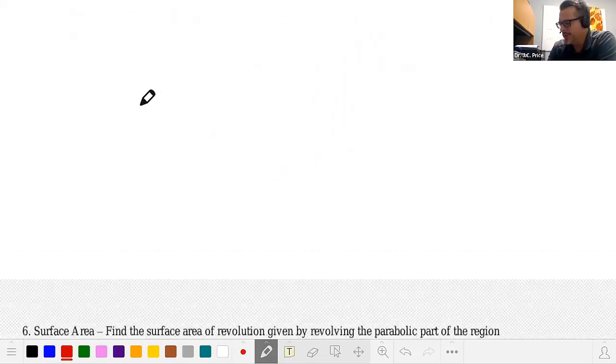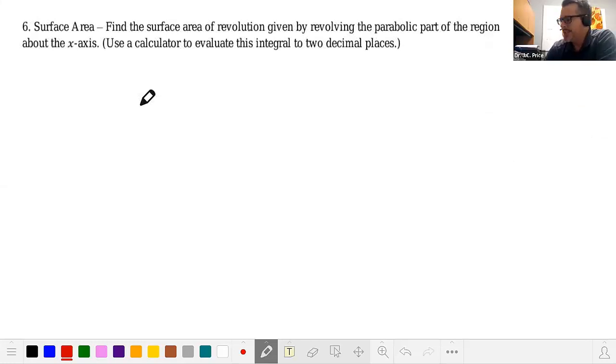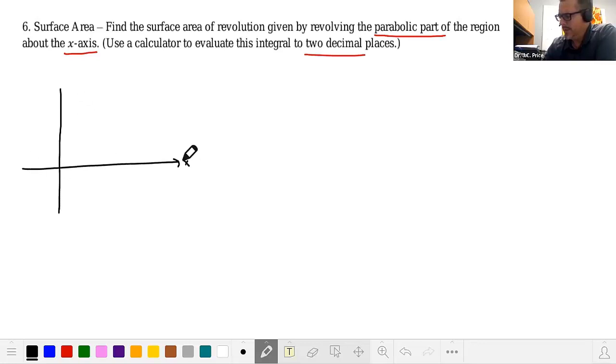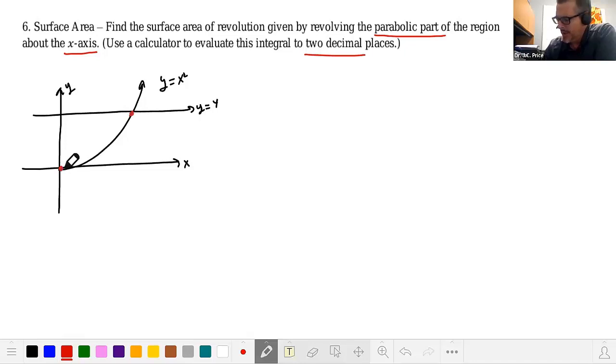So now what we're going to do is find the surface area of revolution by revolving that parabolic part of the region about the x-axis, and then we're going to use our calculator again to evaluate this integral to 2 decimal places. So let's just take a look at what this might look like. And so here I have my y equals x squared. And then here's my y equals 4, which I actually don't need for this problem because I'm just considering this parabolic part. So I don't even care about the y equals 4. And that's between 0 and 2.